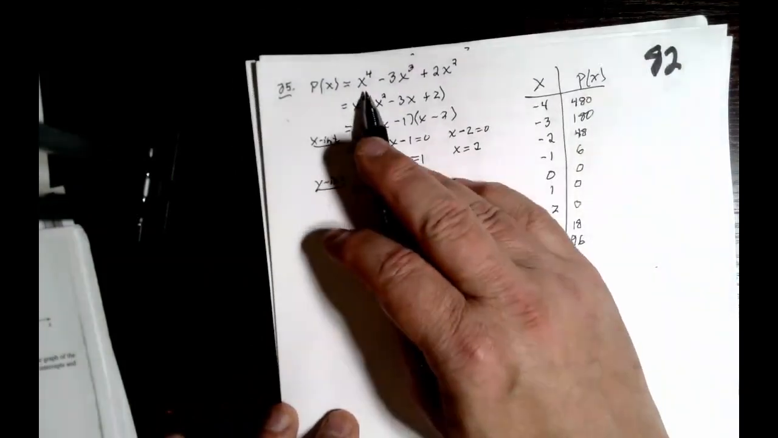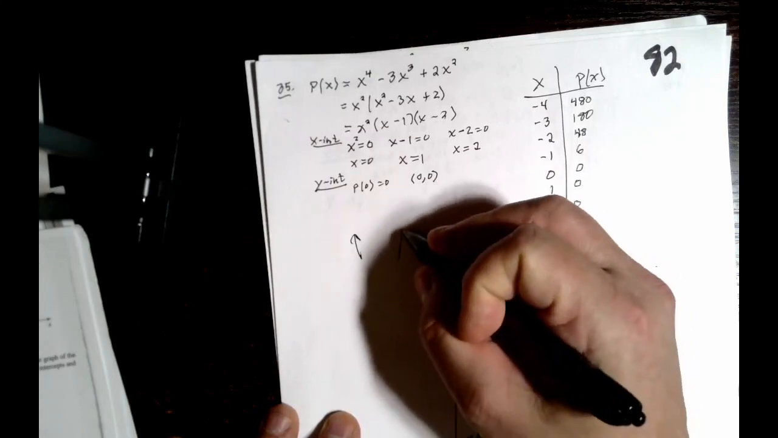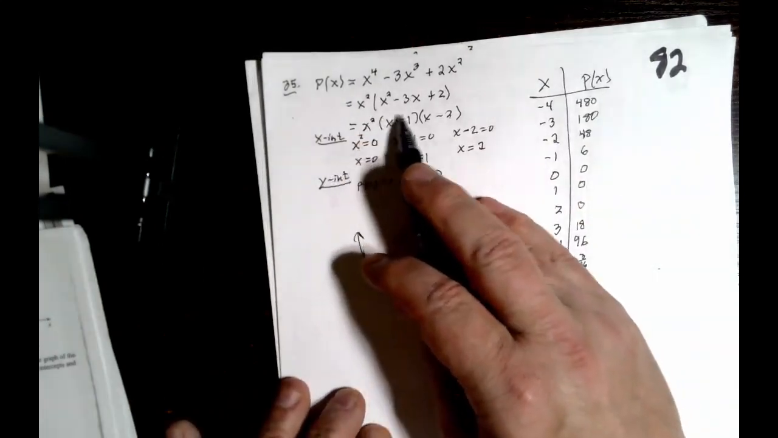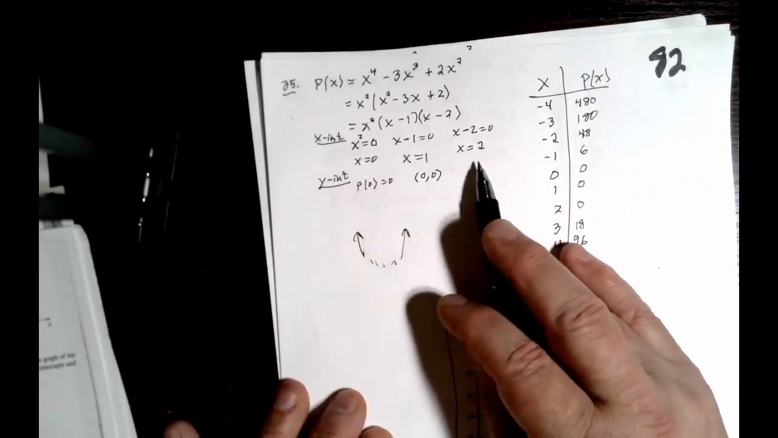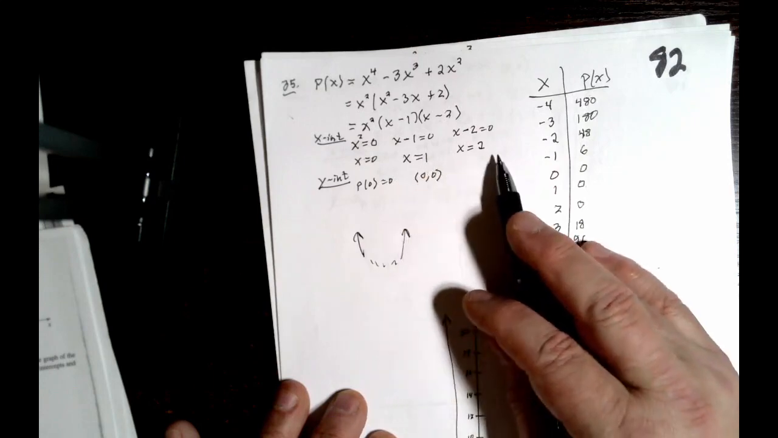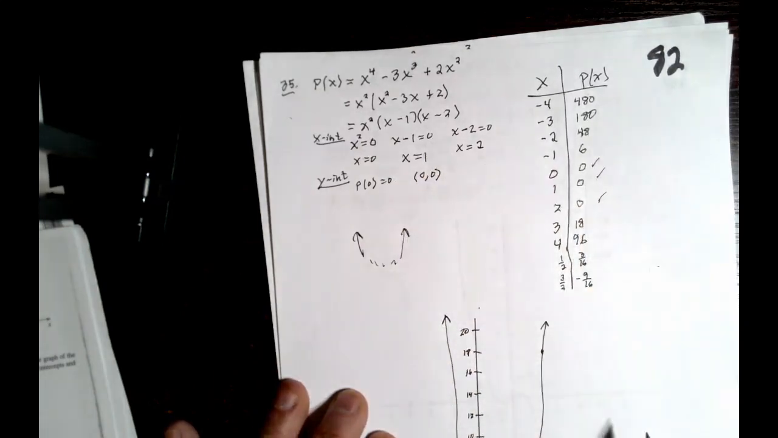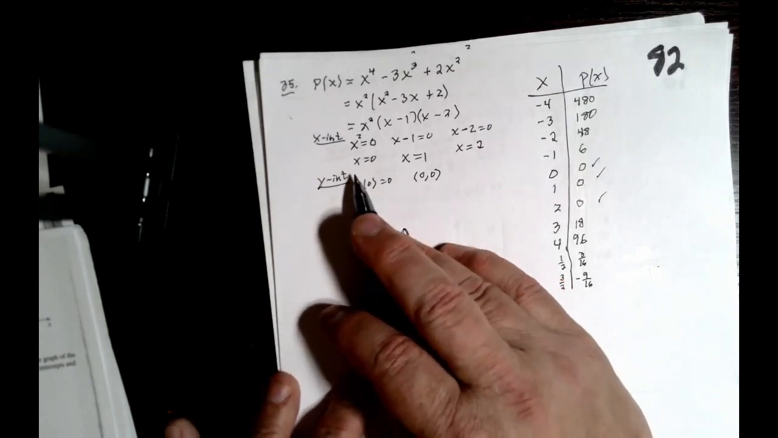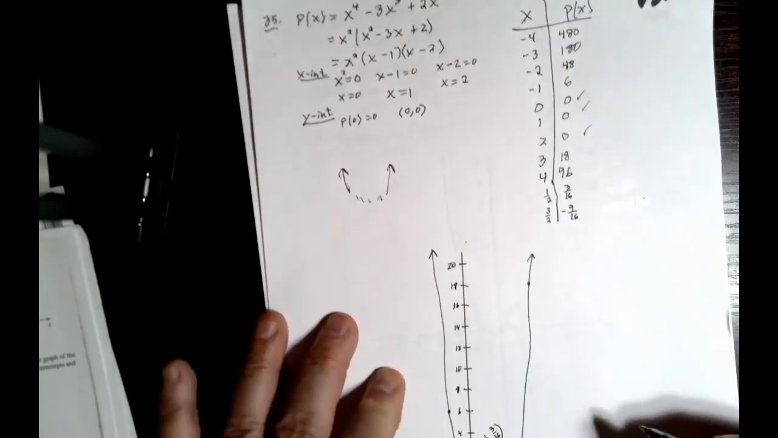35. Degree 4, a is positive, so it's going to look like x squared. Something like that. You factor out an x squared, factor what's left, set each one equal to 0, and you get 0, 1, and 2. So 0, 0, 1, 0, 2, 0. I noticed your y-intercept is also 0, 0. Remember I said if your x-intercept is 0, 0, your y-intercept will be 0, 0.